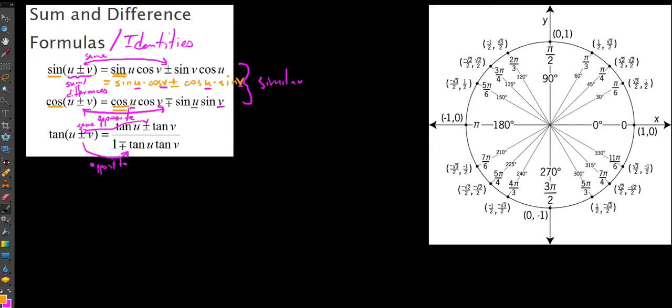So if we know that that's the case, how do these behave beyond that? What I want you to know is that sine alternates. And what I mean by sine alternates is this.